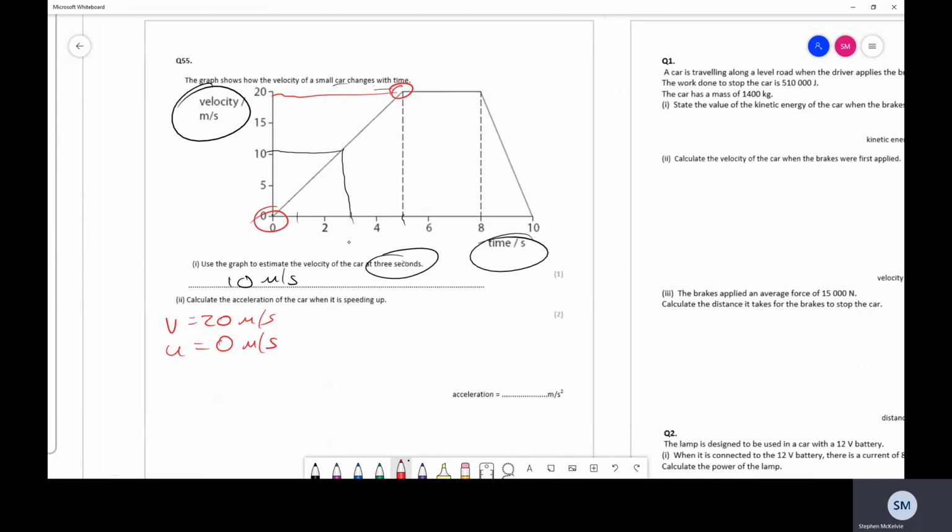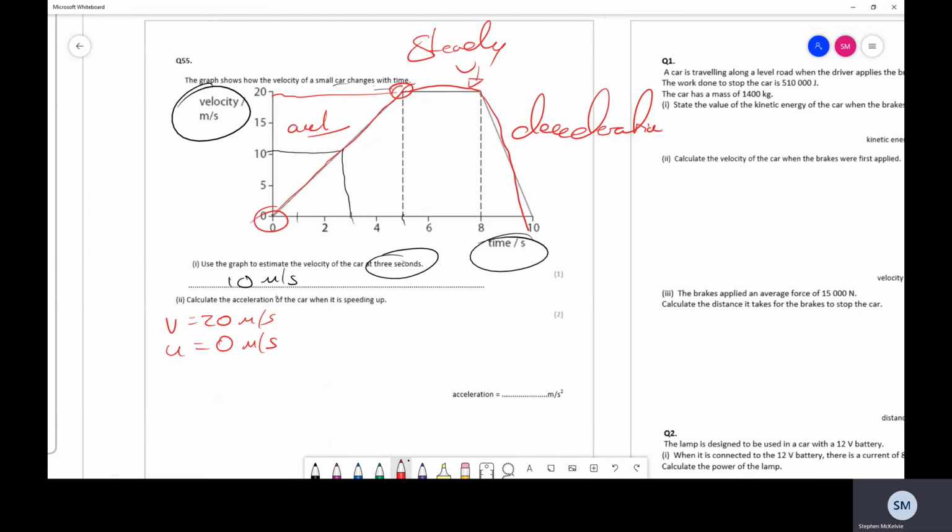Now, how do I know this is the part where it's wanting me to talk about the acceleration of the car when it's speeding up? Because in a velocity-time graph, a straight, sloping line that's sloping upwards is acceleration. This is constant velocity, and this is deceleration. Acceleration, and then steady speed.